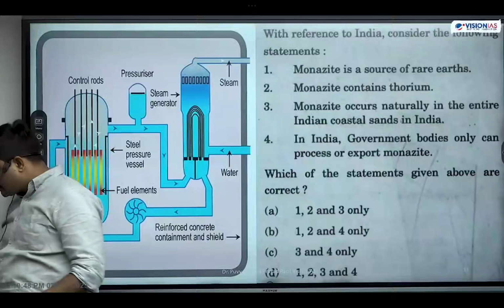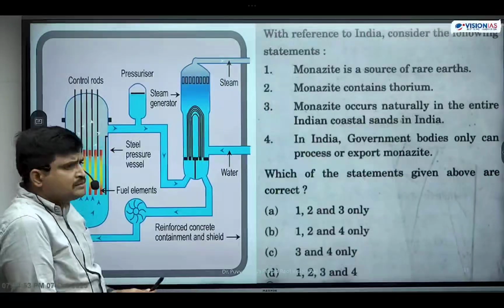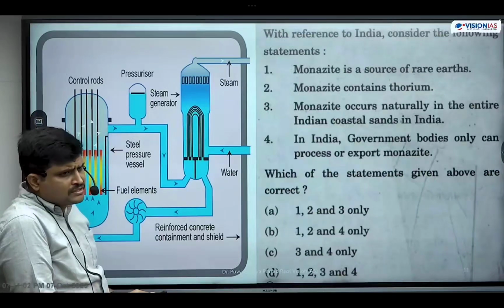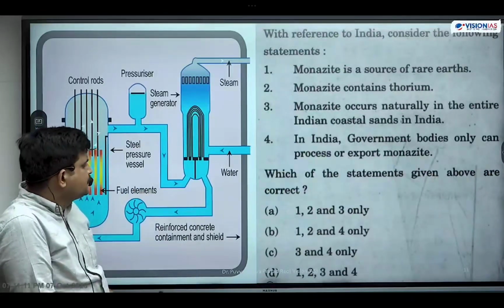So this is what the question regarding this is. With reference to India, consider the following statements. Monazite is a source of rare earth. Monazite consists of thorium. Monazite occurs naturally in the entire Indian coastal sands in India. In India, government bodies only can process and export the monazite. So what is the correct answer regarding this?